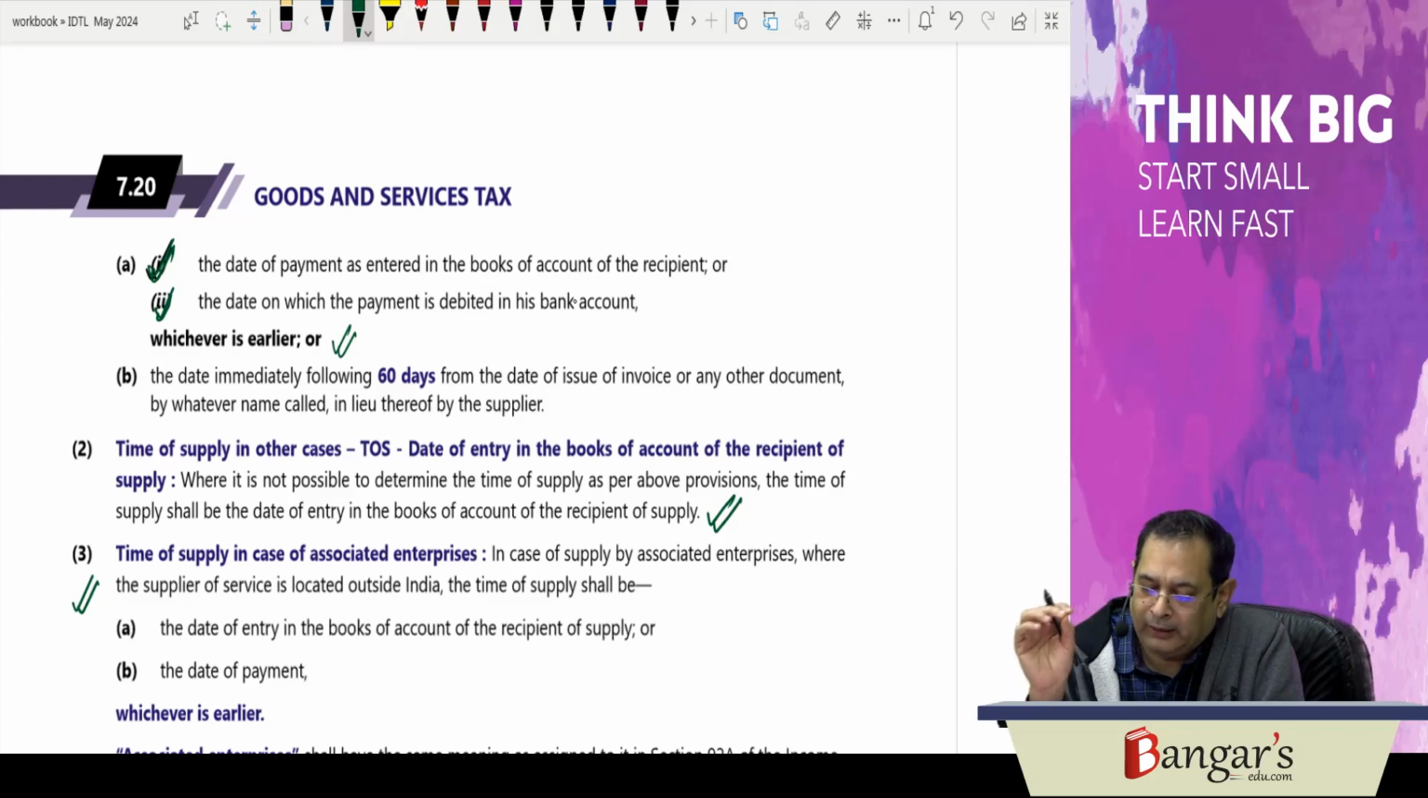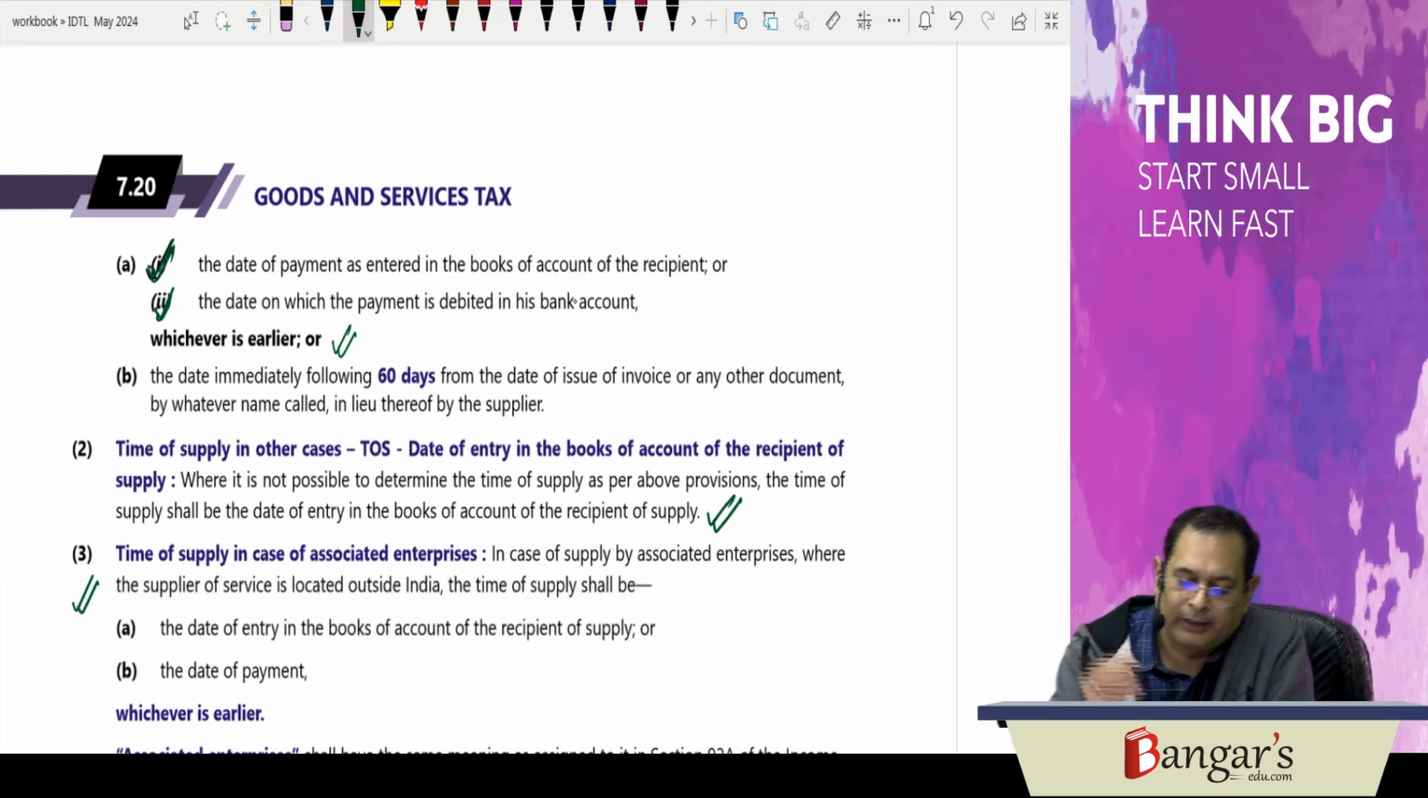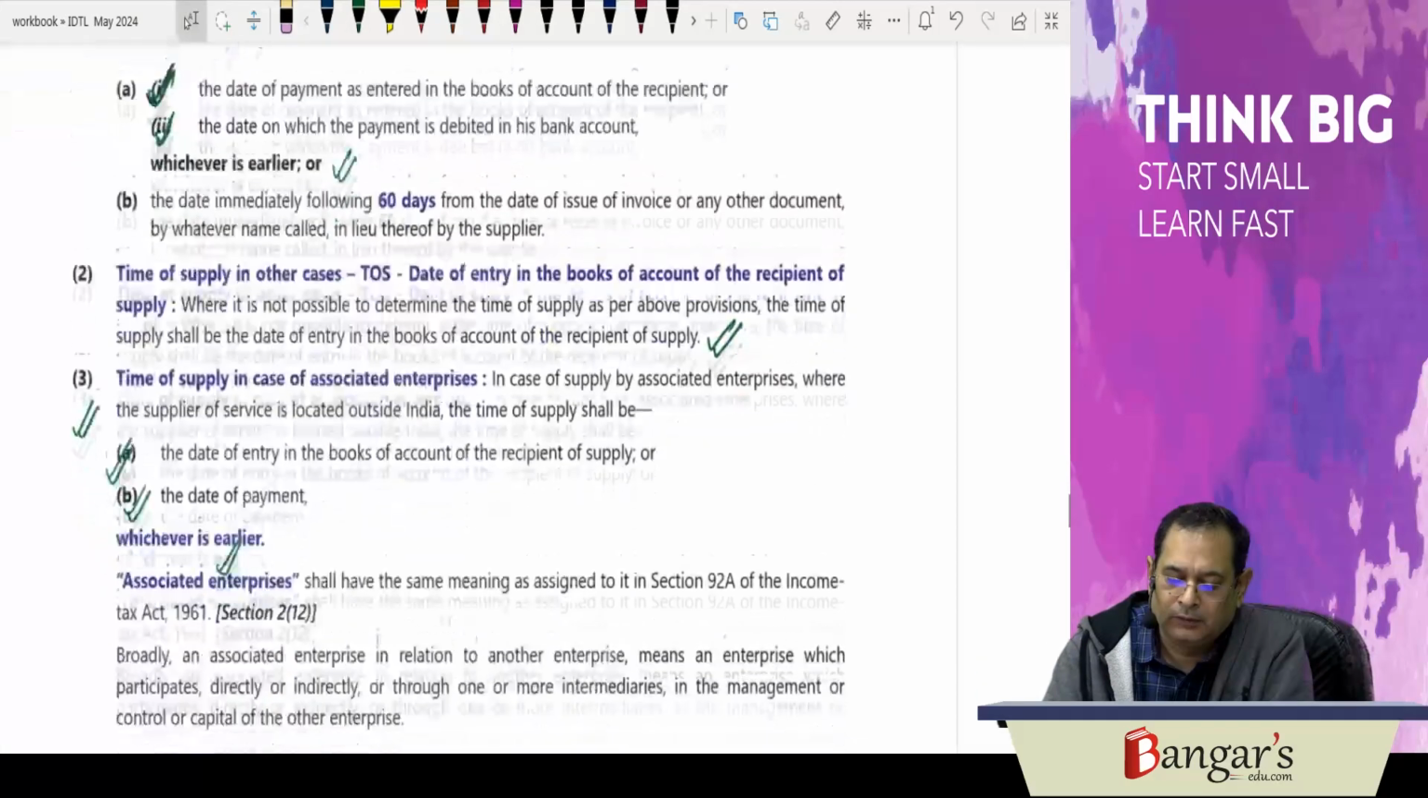So in case of supply by an associated enterprise, where the supplier of service is located outside India, the time of supply shall be the date of entry in the books of accounts of the recipient of supply, or the date of payment, whichever is earlier.